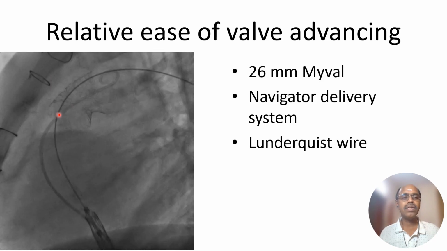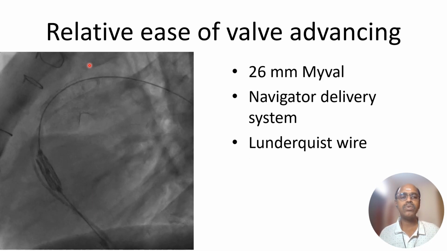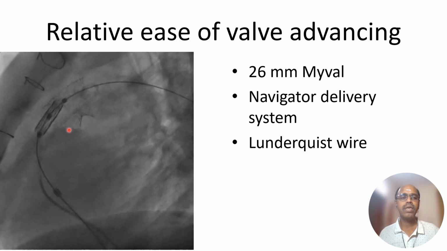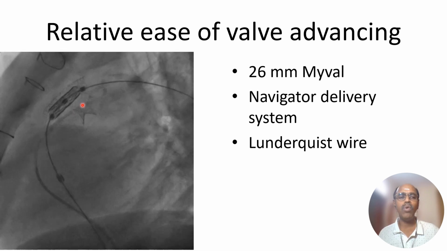Once it is flared, you can see that the proximal end is fully flared. Then it allows the valve to pass through. Otherwise, the protruding edges of the stent may not allow the valve to pass through. So once the flared end is there, the valve will move into the stent.